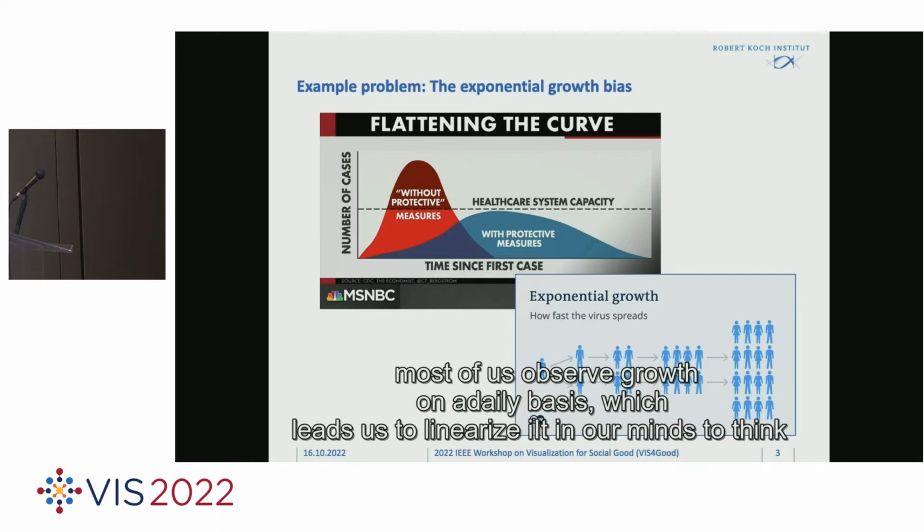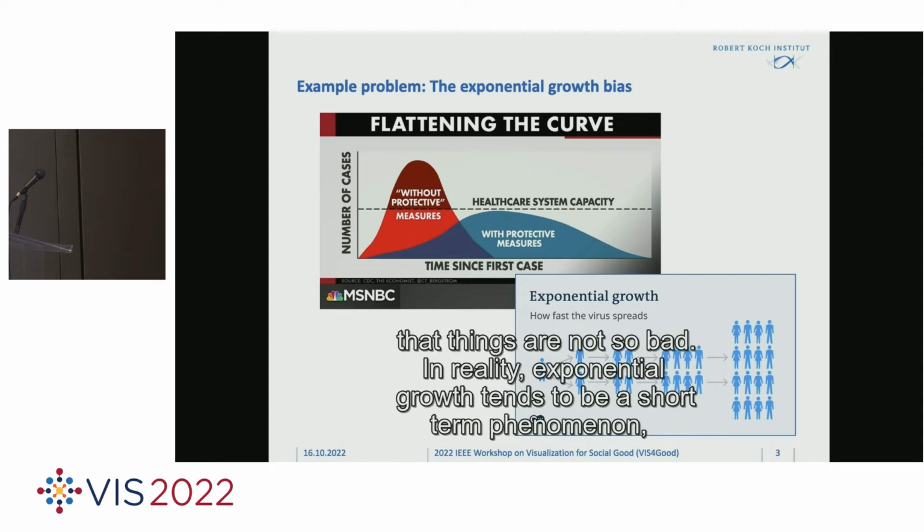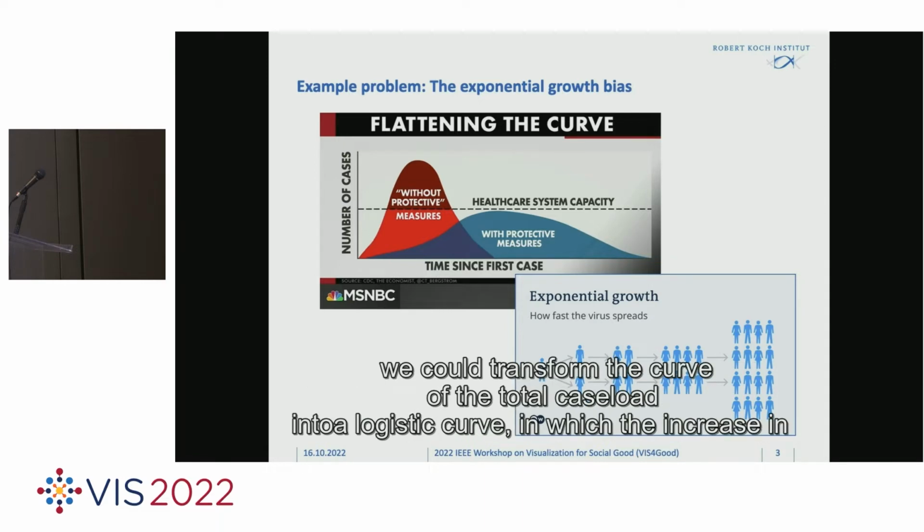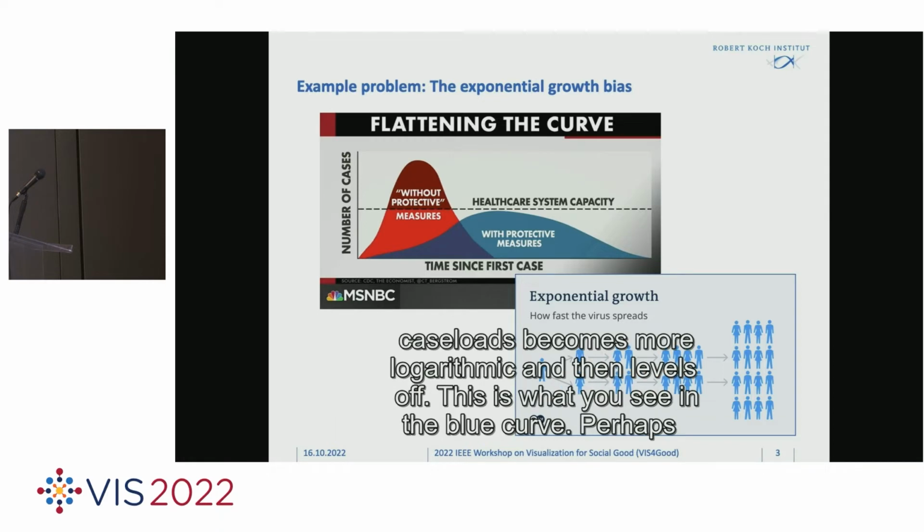Well, most of us observe growth on a daily basis, which leads us to linearize it in our minds, to think that things are not so bad. In reality, exponential growth tends to be a short-term phenomenon, so we do tend to minimize its effects. The mitigation with protective measures was needed, so we could transform the curve of the total caseload into a logistic curve in which the increase in caseloads becomes more logarithmic and then levels off. This is what you see in the blue curve.